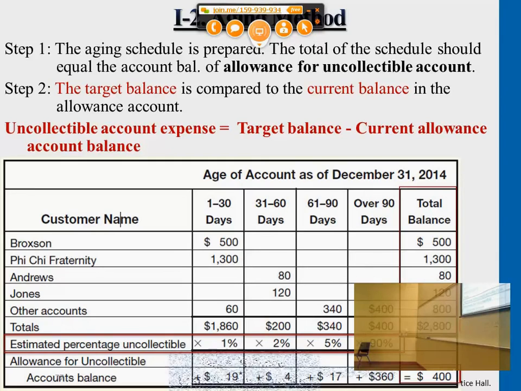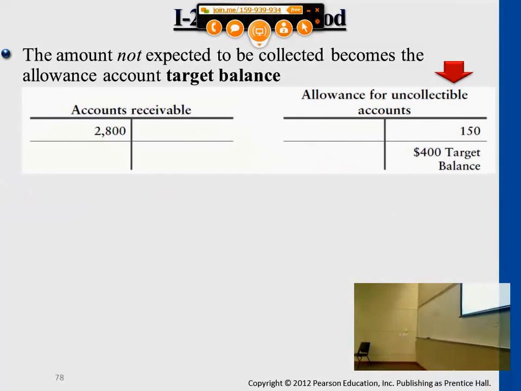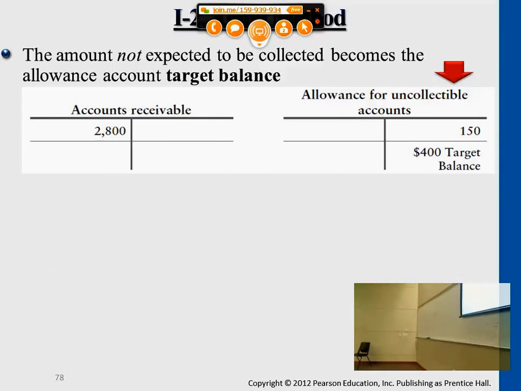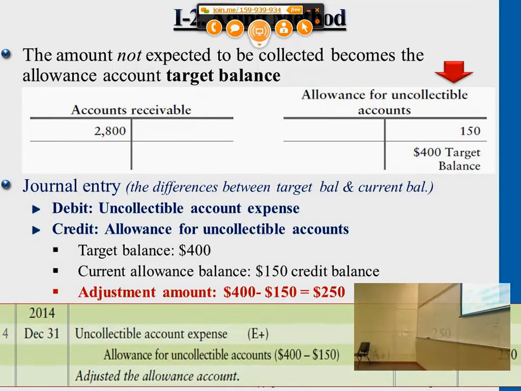Okay, let's take a look at the numbers here in the following slide. So here's an example where the accounts receivable ending balance is $2,800. Using this aging of accounts method, last year's balance was $150. This year is $400. So the difference here is $250 between those two amounts. That's the part that we want to journalize as additional uncollectibles for this year.